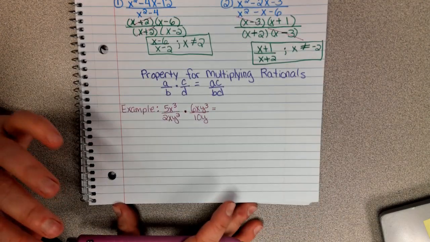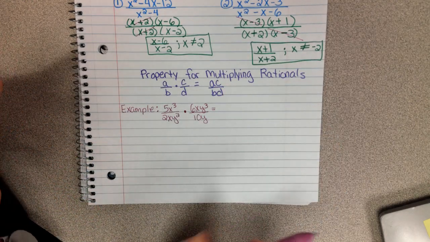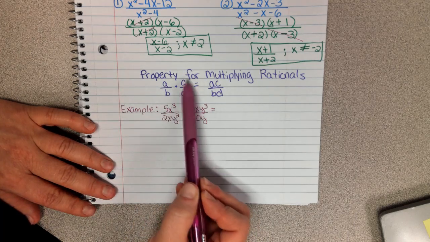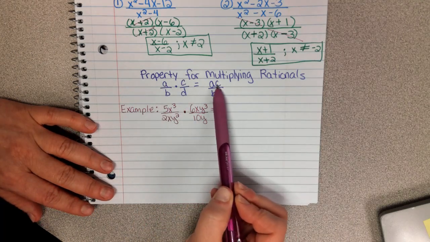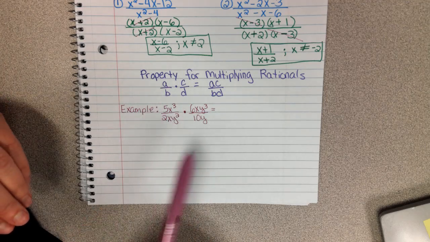Okay, so the next thing we have to be able to do is multiply rationals. In order to do that, there is a property for that as well. So if I have a rational number, a fraction times another fraction, what I do is I multiply the top and then I multiply the bottom. So let's look at that in a polynomial.